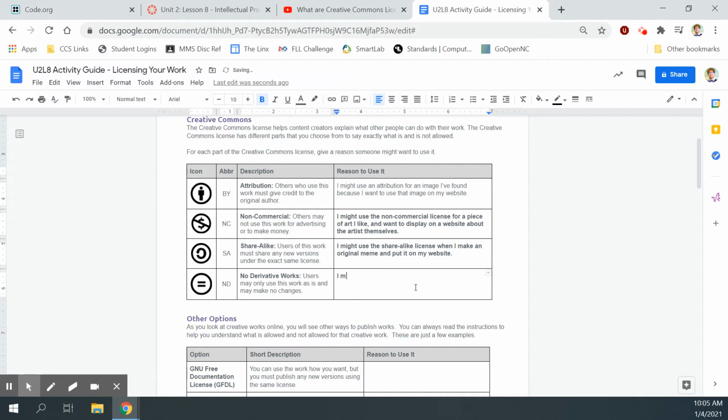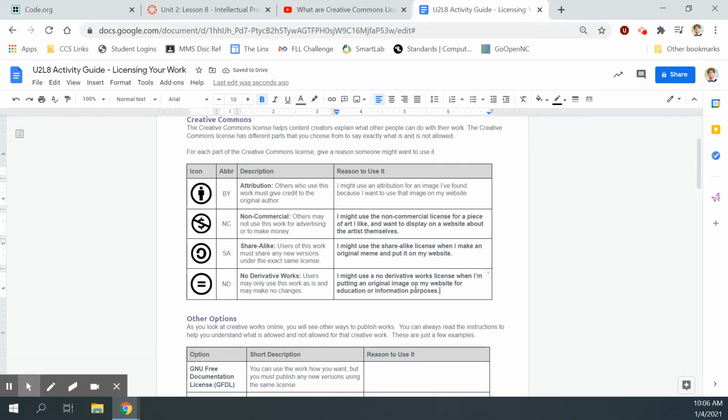So in this case, I might use a no derivative works license when I'm putting an original image on my website for education or information purposes.